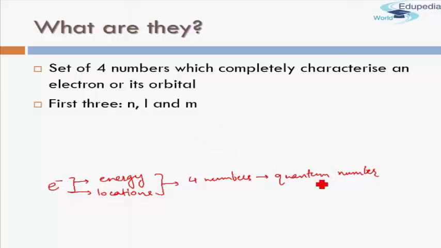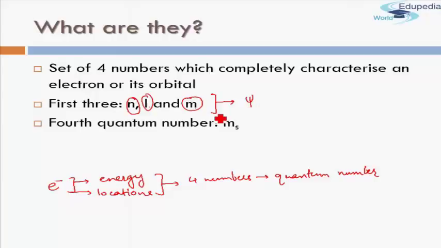So the first 3 of these quantum numbers are represented by n, l and m. Small n, small l and small m. If you remember, these 3 quantum numbers are extracted from the value of psi, the psi which we looked at in the quantum atomic model. And there is a 4th quantum number represented by ms. Now the information of ms cannot be extracted from psi. This quantum number was later associated with the electron.